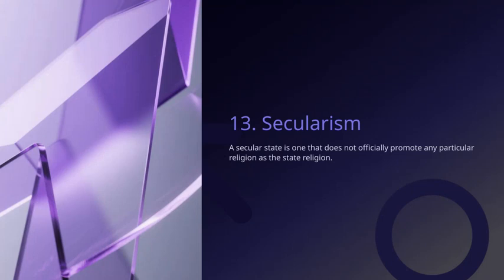A secular state is one that doesn't officially promote any particular religion as its official or state religion. This means that the government remains neutral on religious matters, allowing people of all faiths, or no faith at all, to coexist peacefully. The key idea here is separation, separating religion from government functions and policies.